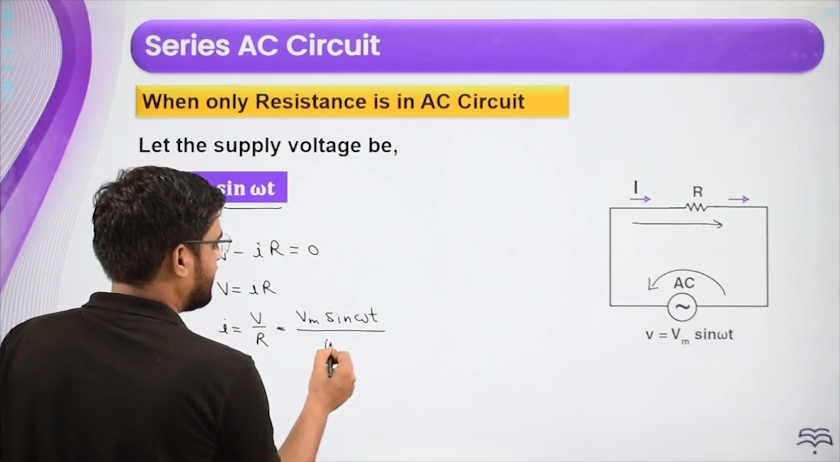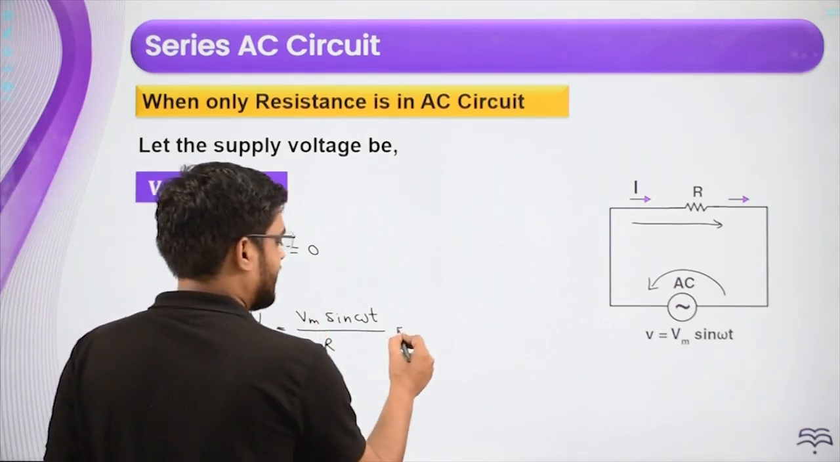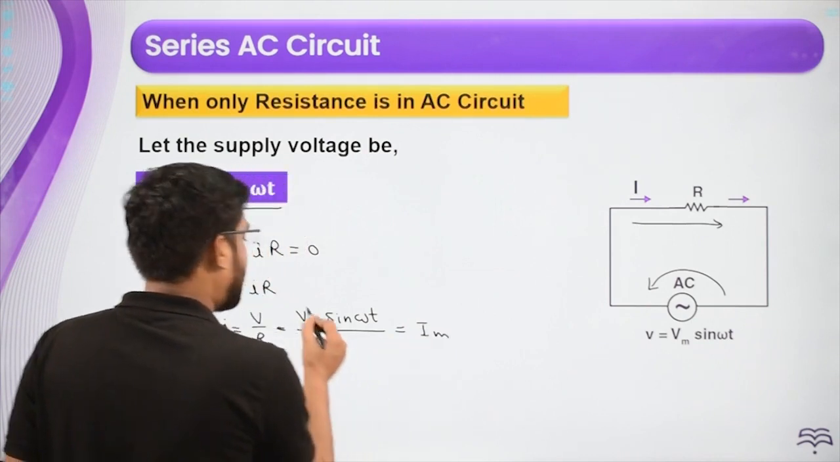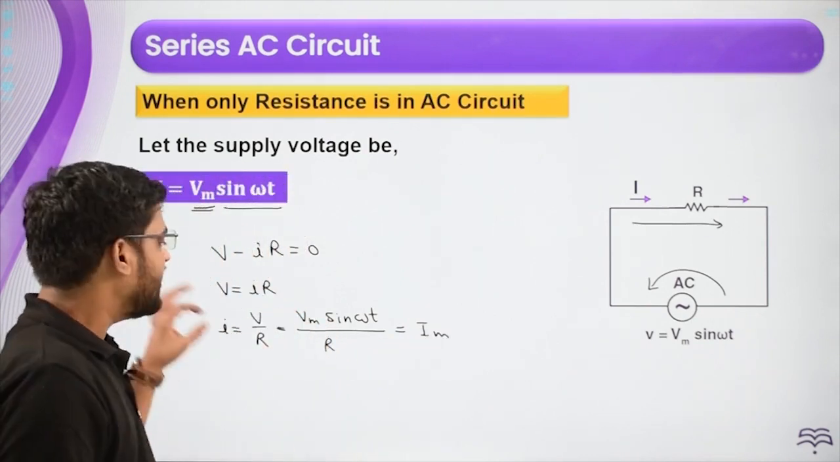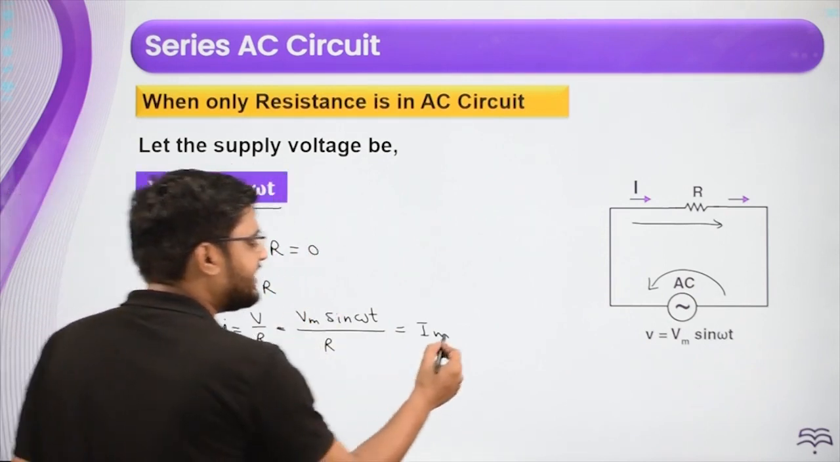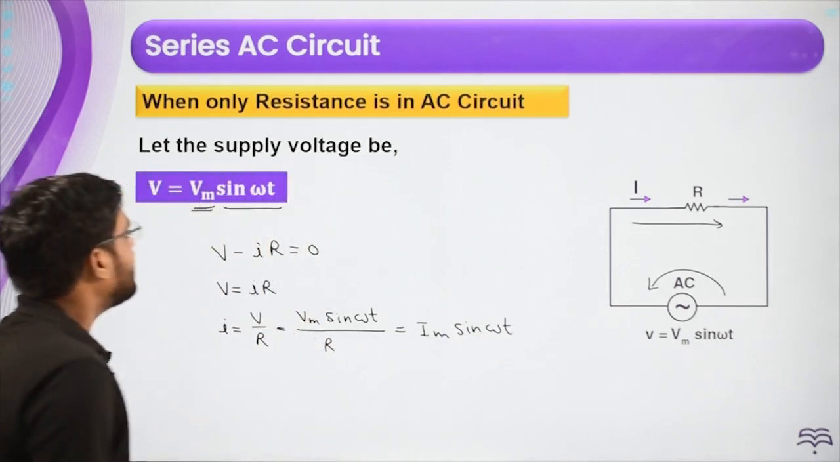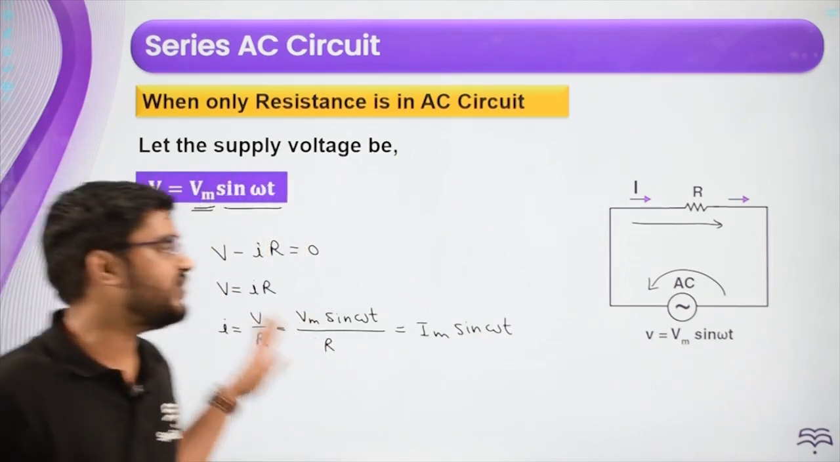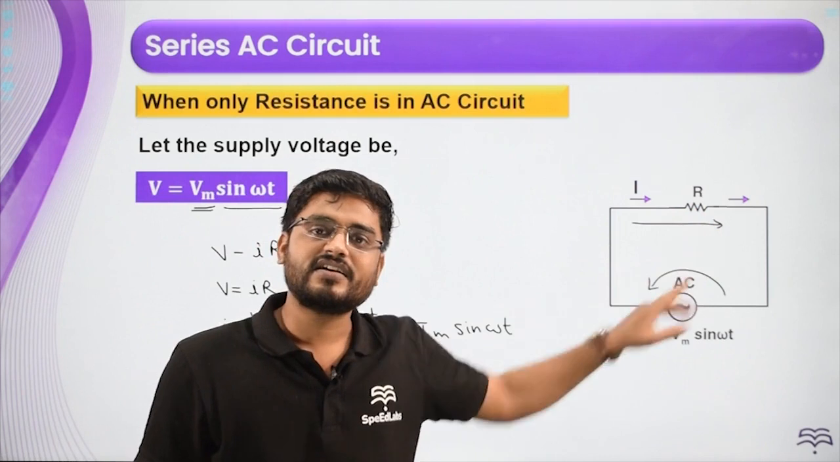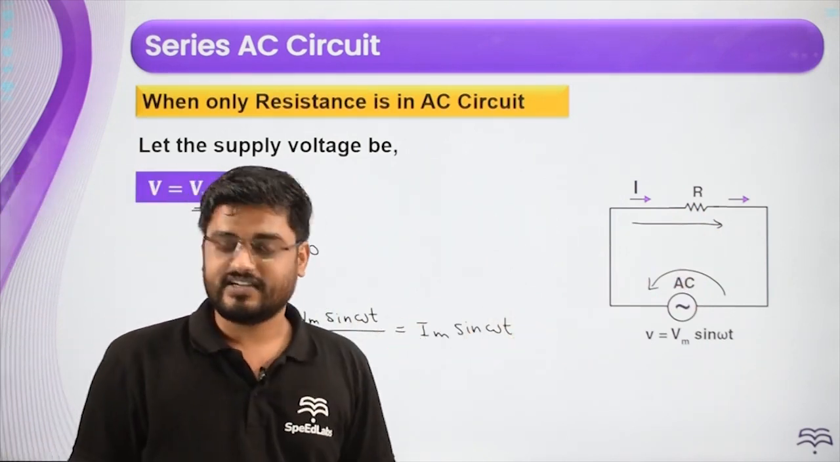divided by R. This Vm by R I am going to call as Im. Okay, the Vm by R is a constant. Here we are saying let it be a new constant, and that is the Im. Okay, and sine omega t is simply sine omega t. So I am saying that if my voltage is given like that and only a resistor is connected in the circuit, then my current comes to be Im sine omega t.